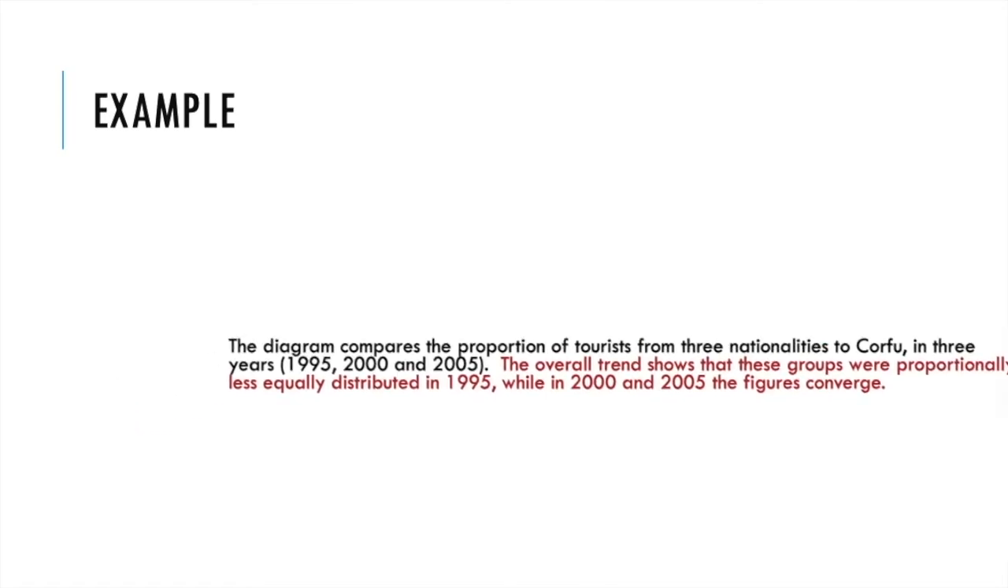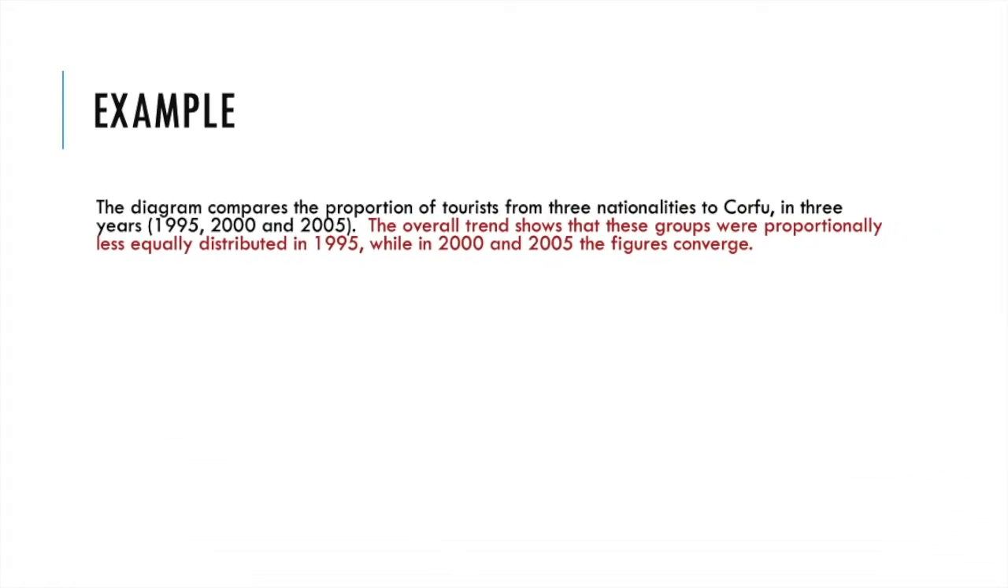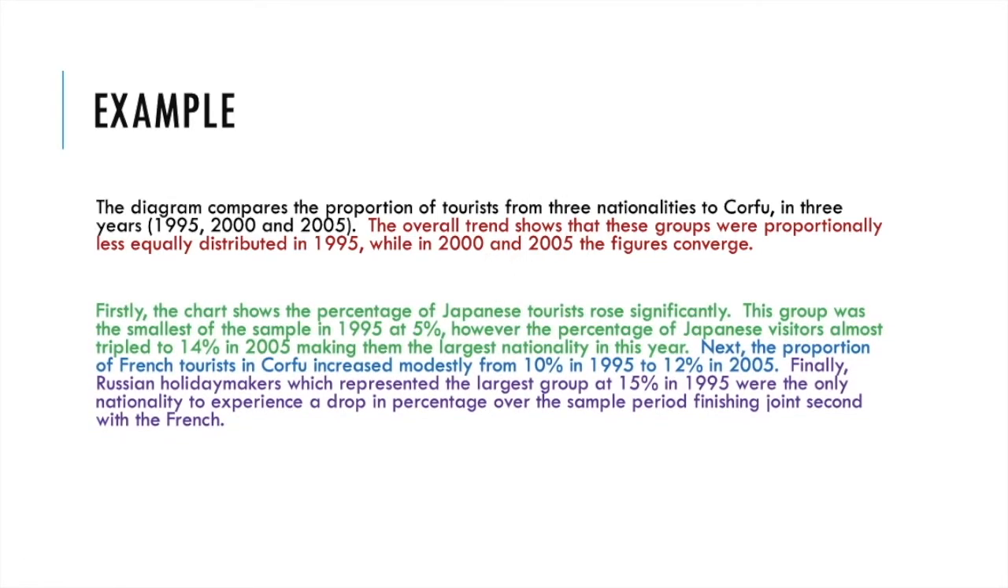Okay, so let's have a look at an example of a task 1 writing based on the chart that we've been studying in this lecture. Here we have the paraphrase of the chart description provided in the question. And the second sentence is a general statement showing the overall trend. Leave a space and then write your main body. And I've started with the Japanese.